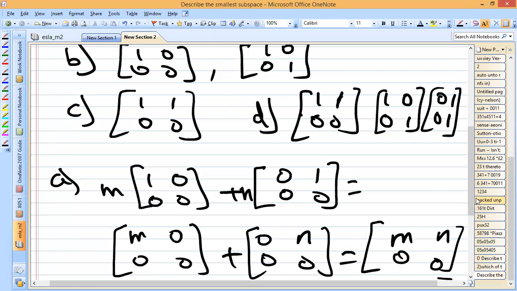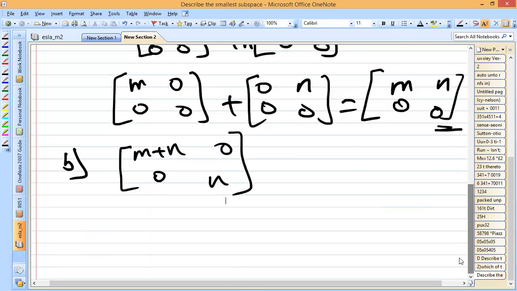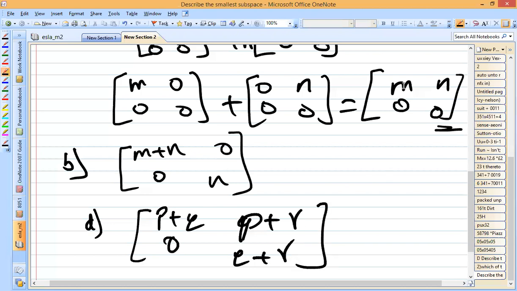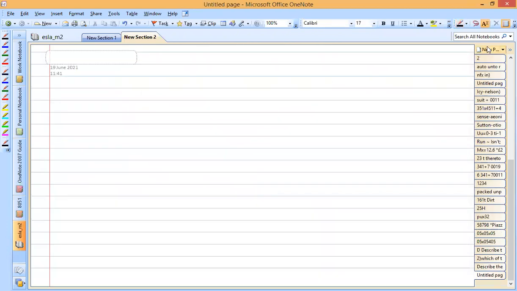Yes. p plus q, p plus r, 0, q plus r. Yes, very good. For the last one, the answer is p plus q, p plus r, 0, q plus r. Yes. Take on the last problem for today's session.